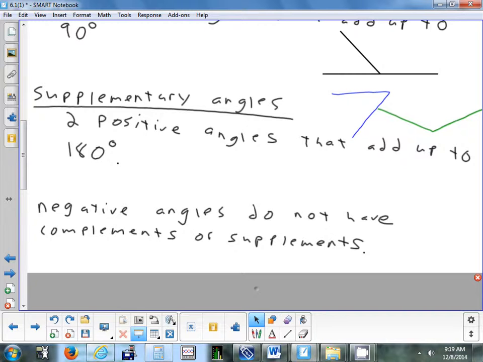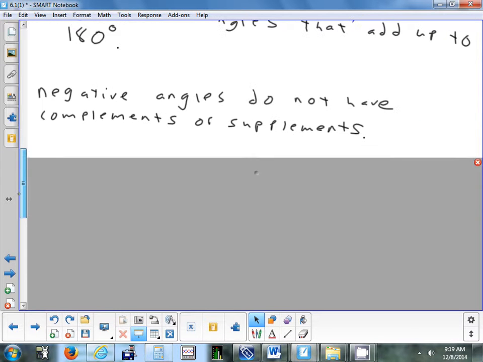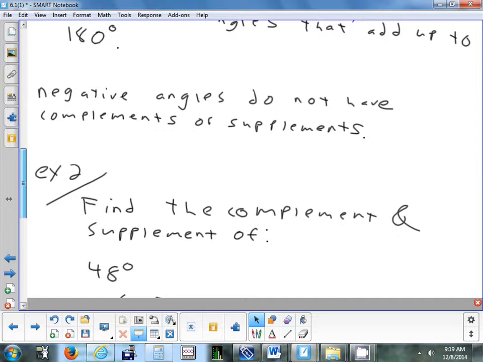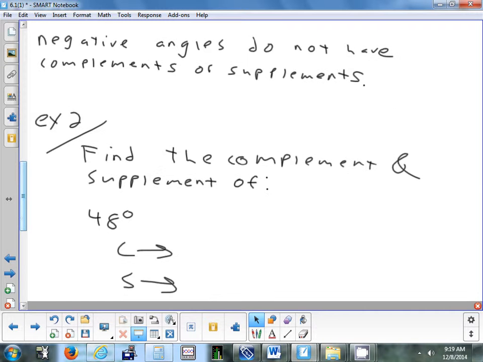Right, so negative angles do not have complements or supplements, based on the definitions we just went through. Right, let's take an angle, see if we can find the complement and supplement. Okay, what would be the complement to a 48-degree angle?